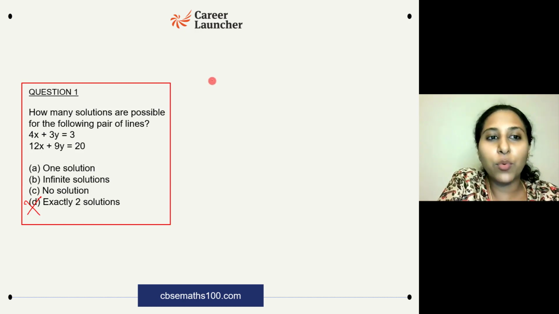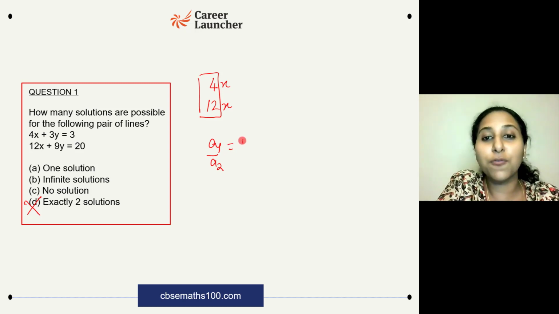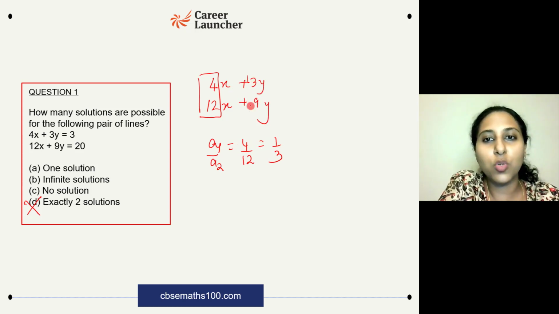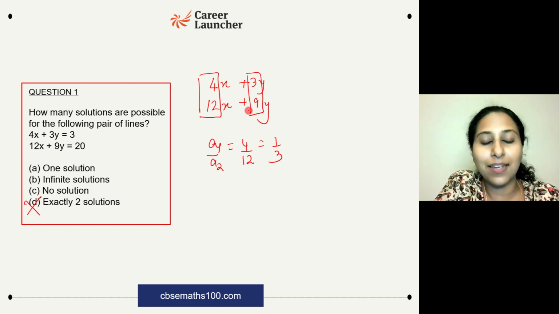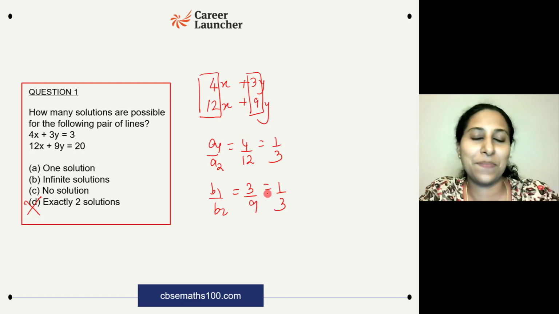Here, you are going to identify A1 and A2 by looking at the x coefficients. This is going to be A1 and A2. You have the ratio A1 by A2 as 4 by 12, or 1 by 3. To get B1 by B2, we look at the y coefficients. So the y coefficients are 3 and 9. B1 by B2 is equal to 3 by 9, which is also 1 by 3.